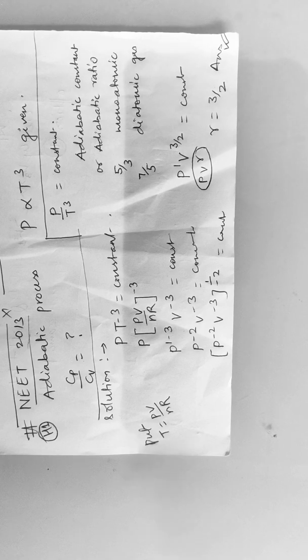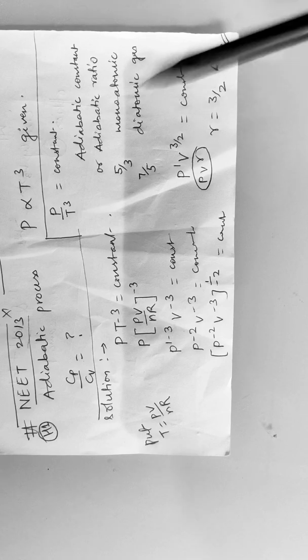Next, this is a very good question, dear students. Let's try to understand. It's given an adiabatic process, and it is also given that pressure is directly proportional to the cube of temperature. I have given here P directly proportional to T raised to the power 3.